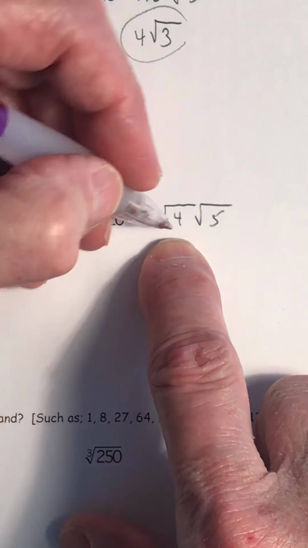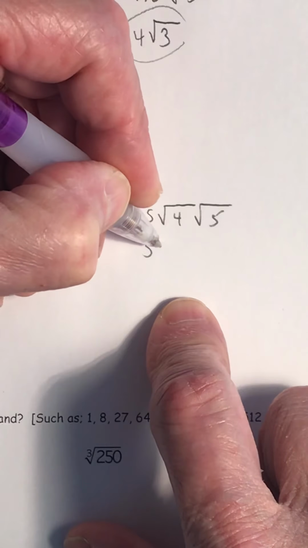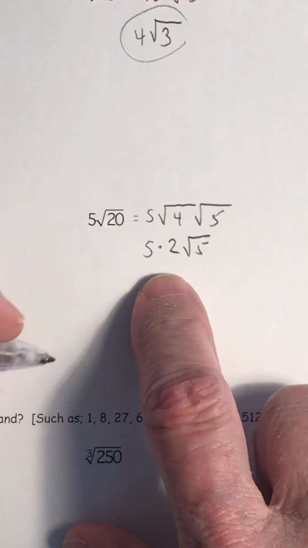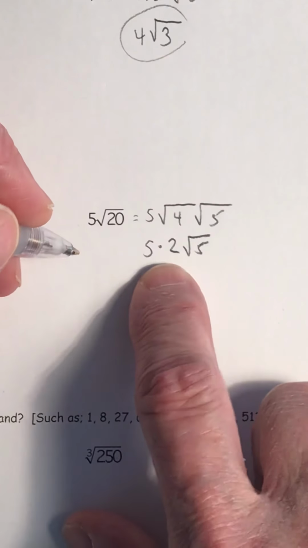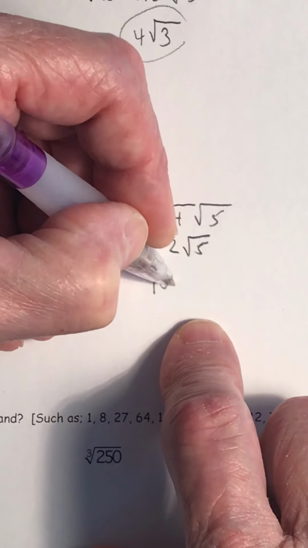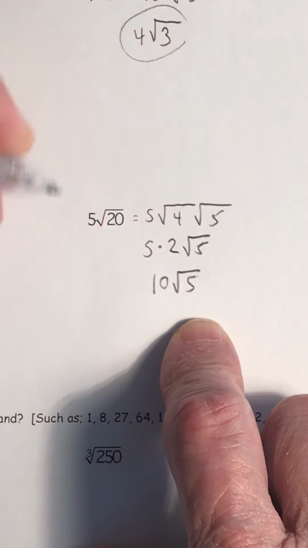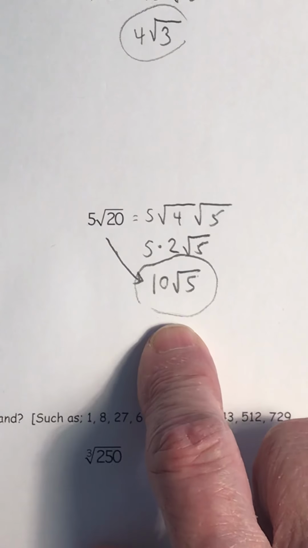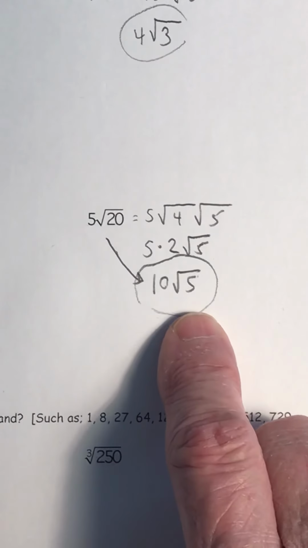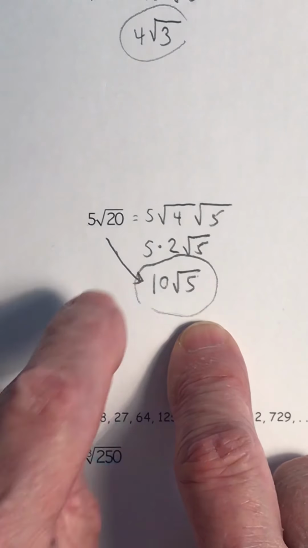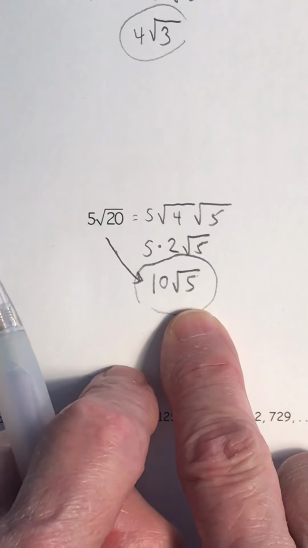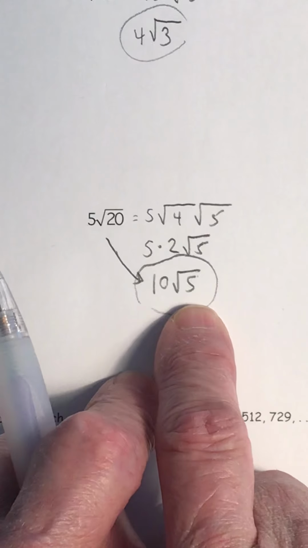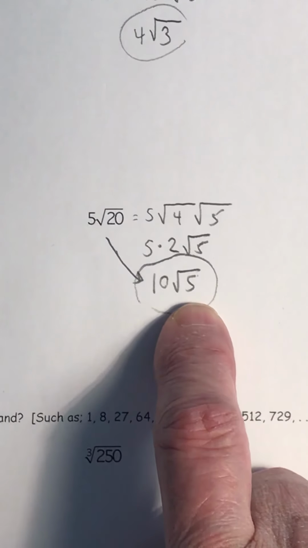Square root of 4 is exactly 2. So this becomes 5 times 2 times square root 5. And we're not going to leave this as 5 times 2. We'll change it to a 10. So 5 times the square root of 20 is exactly the same value as 10 times the square root of 5. And again, this is considered simplified because we've made the radicand, the stuff under the radical, as small as possible.